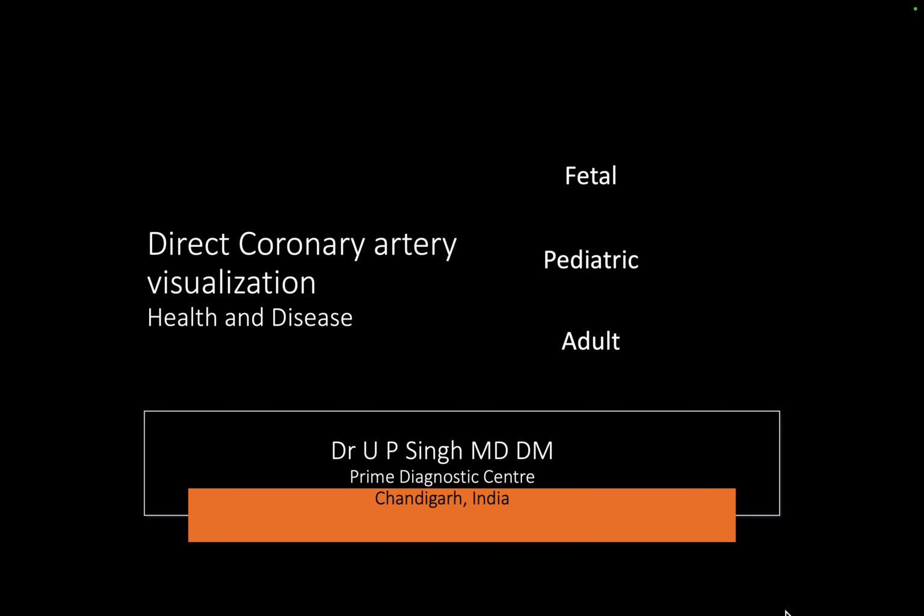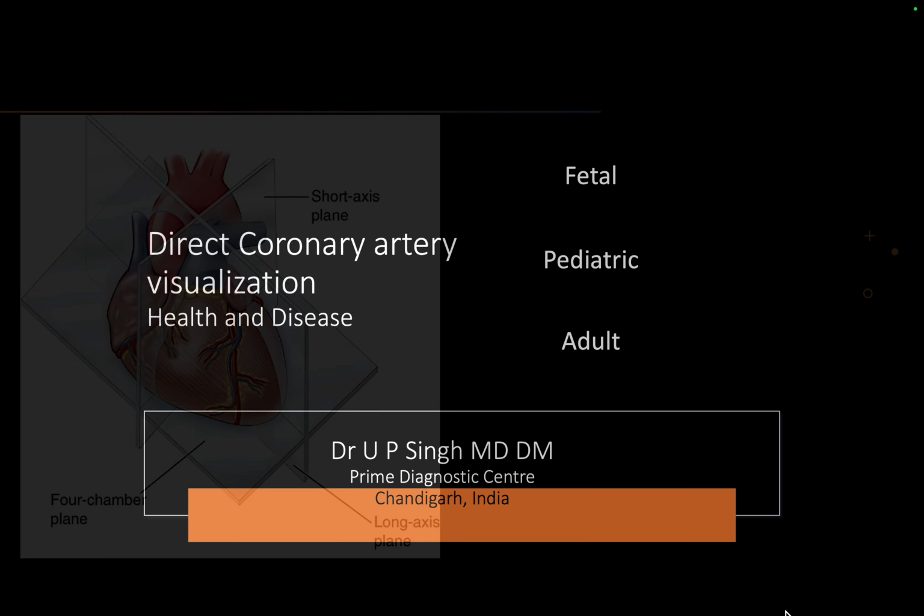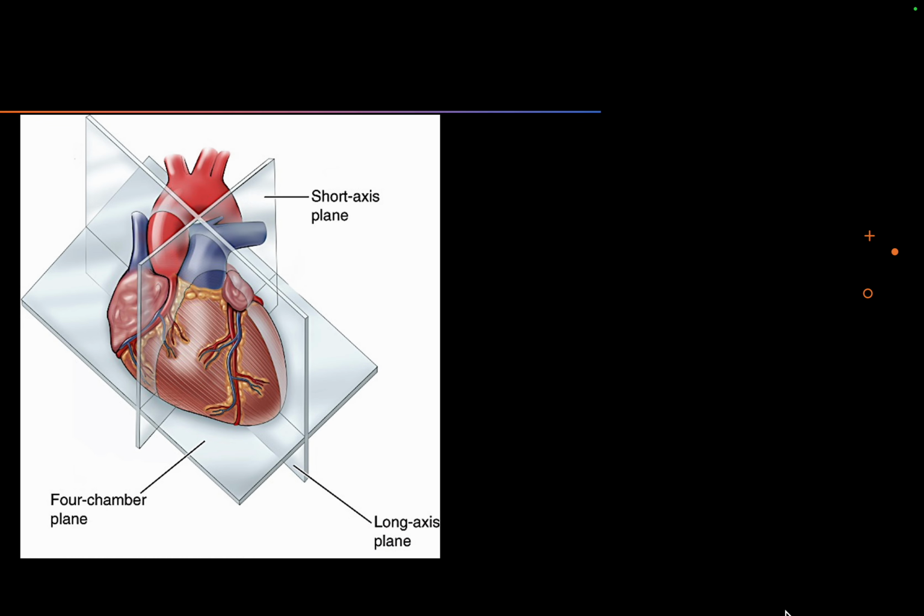In this topic I'm going to discuss coronary artery visualization in the fetal circulation, in the pediatric heart, as well as in adults when you are looking for coronary artery disease. In fetal and pediatric, it's for congenital heart disease or Kawasaki disease; in adults, more so in congenital plus in patients with atherosclerotic coronary artery disease. Can you see coronary arteries? Yes, we can see them on echocardiography.